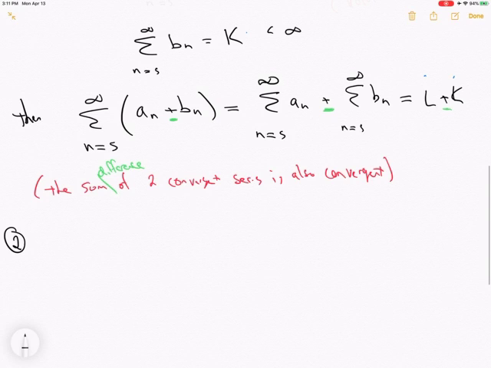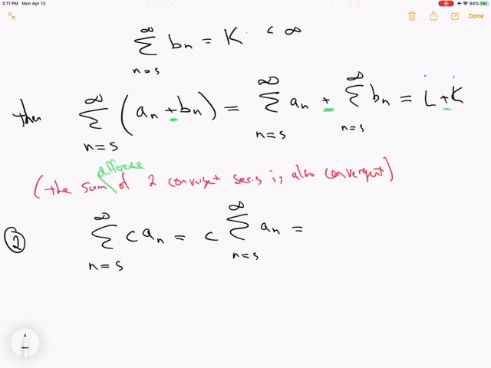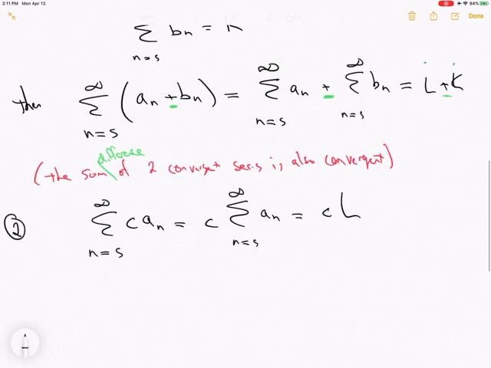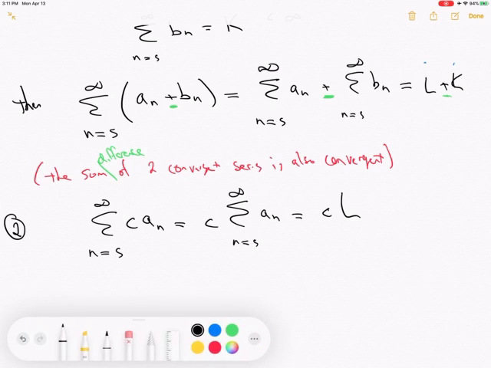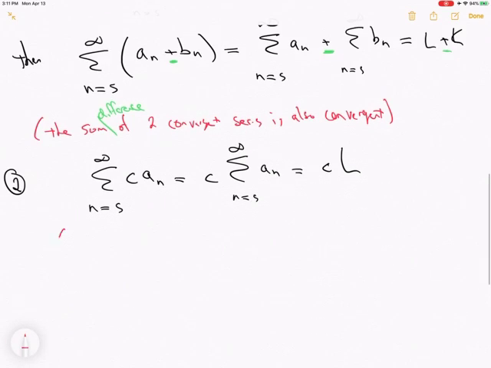And the second statement is that if you multiply all of the entries of the series by the same constant, then it's just a distributive property. We can factor out that C. And so therefore, this would be equal to C times L. So this says in words we can factor out a constant from a series.